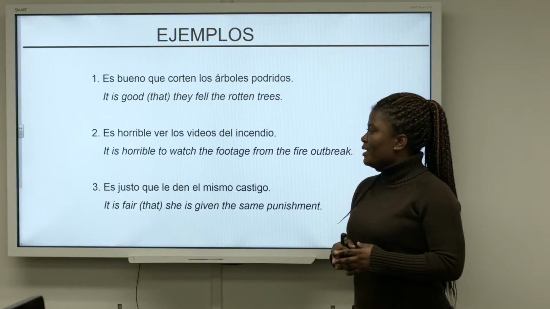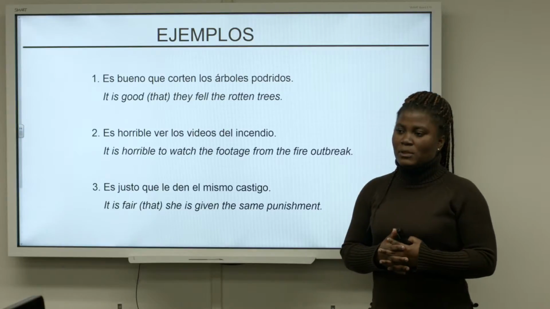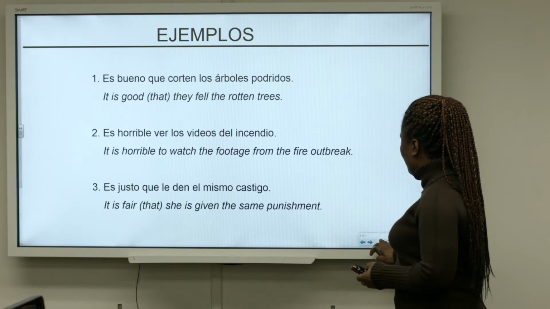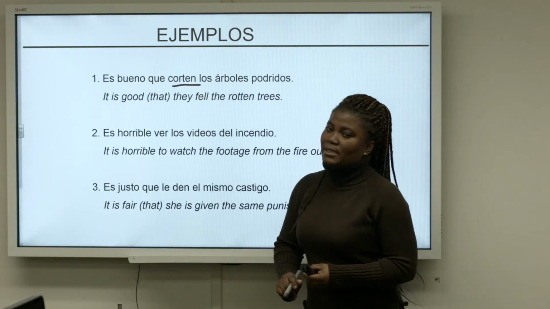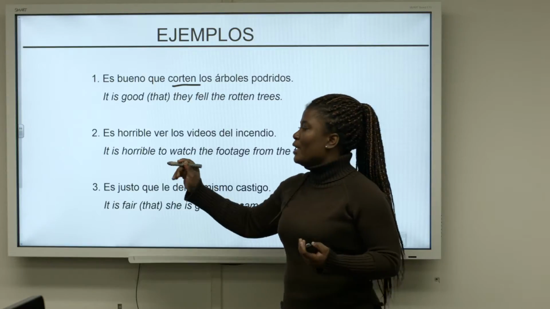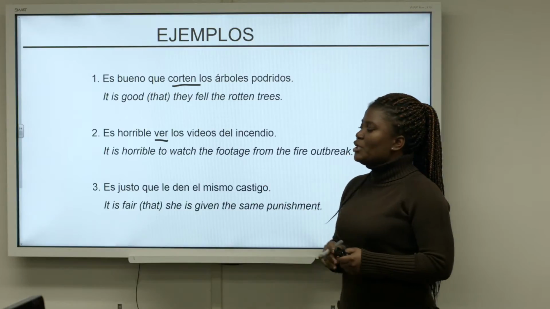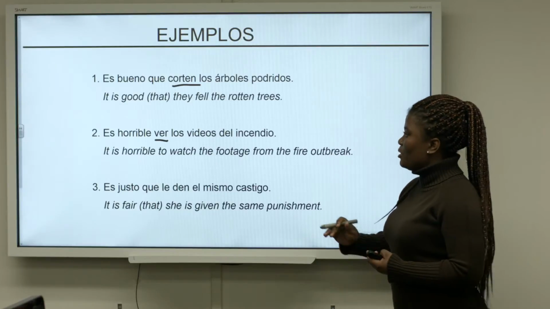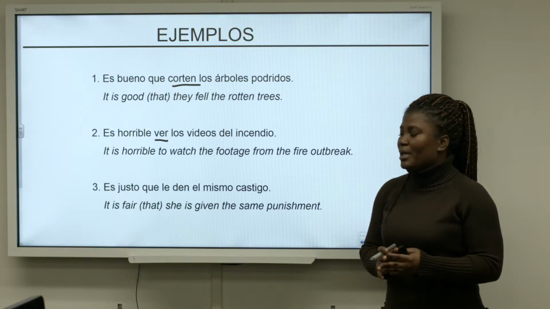Es horrible ver los videos del incendio. So if you're using the impersonal expressions in sentences, for the first sentence you have es bueno que followed by a conjugated verb. Now for the second sentence we have es horrible and then there is no que, but we have a verb in the infinitive. So when you want to use the impersonal expressions with a conjugated verb, you would need the whole expression with the que, and then you continue the sentence as you may wish.